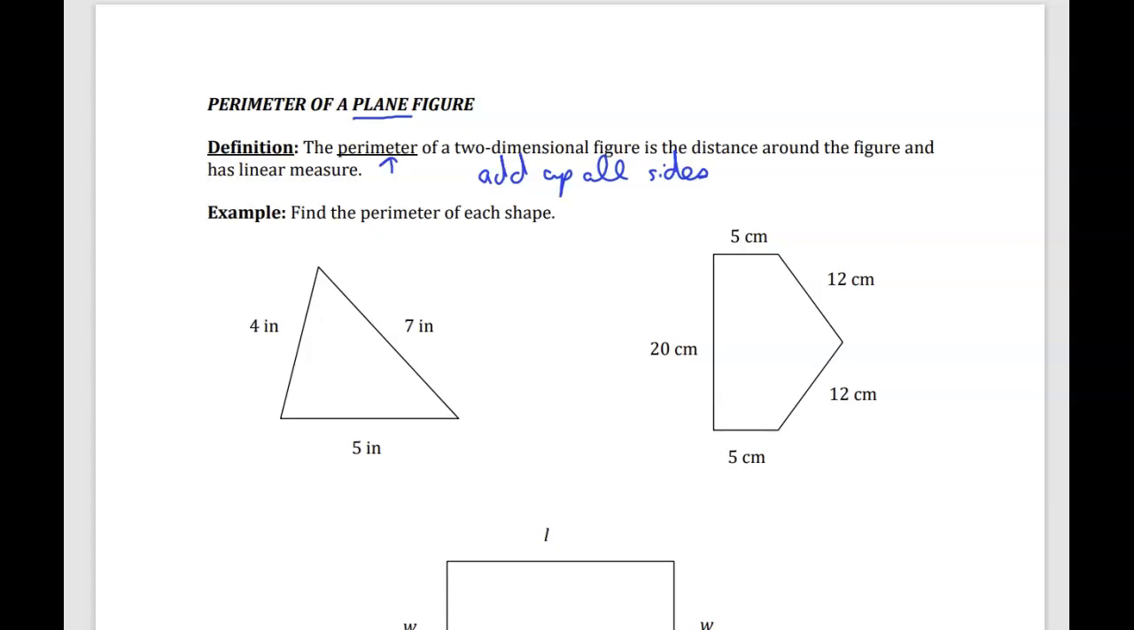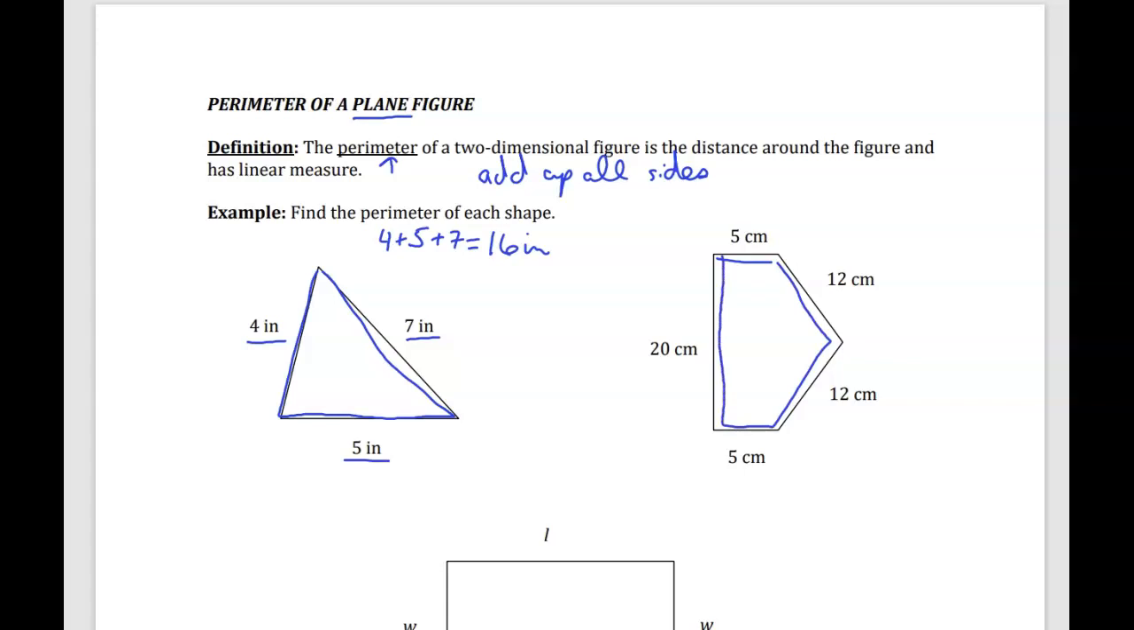So like here for this triangle, you have 4 inches, 7 inches, and 5 inches. It's like if I were to walk around something, I would go 4, and then another 5, which would be 9, and then I go another 7, which would be 16. So I do 4 plus 5 plus 7, which gives me 16 inches. And that's my perimeter. You're just adding up all of the sides.